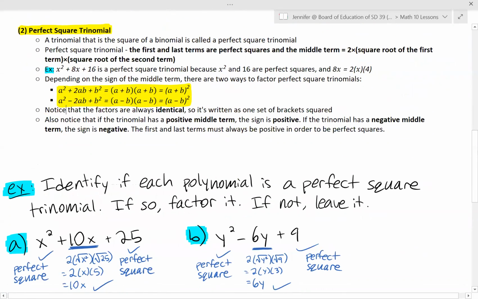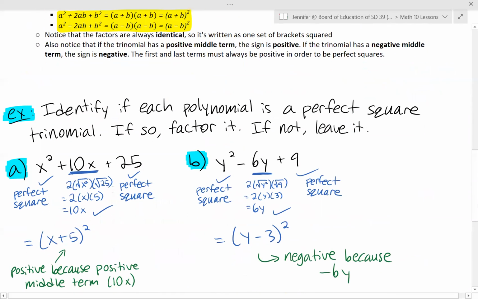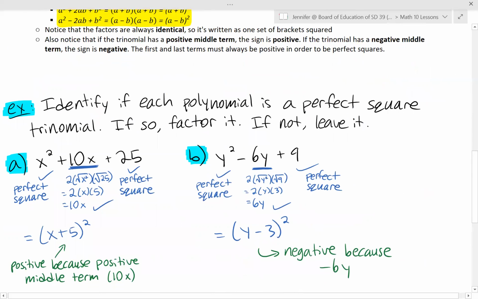So we want to identify if each polynomial is a perfect square trinomial. If so, factor it. If not, leave it. In this first example, we want to check that the first term and the last term are perfect squares. In this case, that's pretty easy. Yep, we're good. The middle term is a little bit more work. We want to figure out what is 2 times the square root of the first term times the square root of the second term. It's 2x5, 10x. Yes, we're good to go. This is a perfect square trinomial.